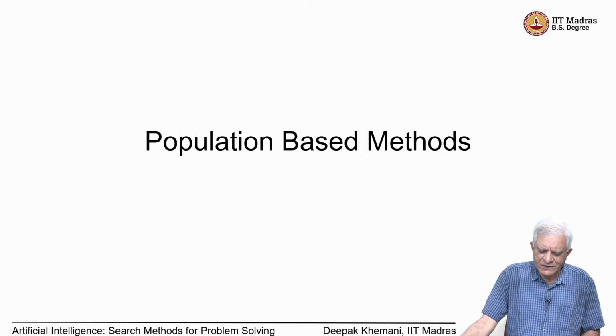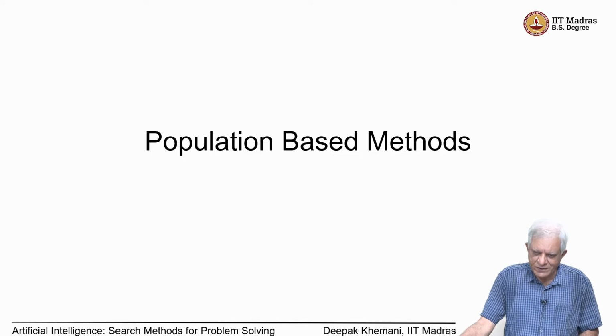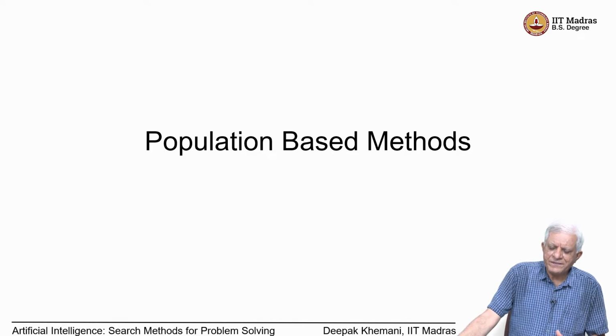Okay, so next we look at another stochastic local search method, which is based on population. The difference here is that we are going to work with a population of candidates instead of just one candidate essentially.